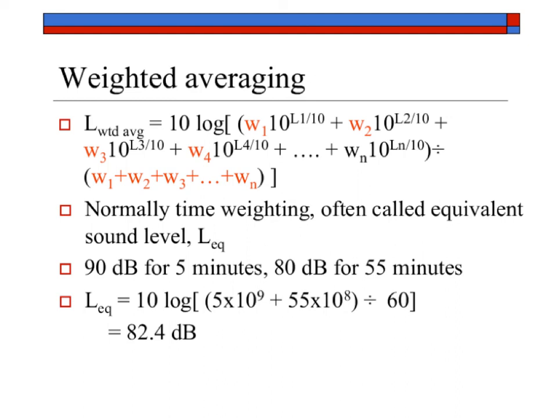So let's take an example. We have a person exposed to 90 decibels for 5 minutes, then 80 decibels for 55 minutes. So our weights are 5 for 90 and 55 for 80. We put them into the equation, as you see, and the result is 82.4 decibels.